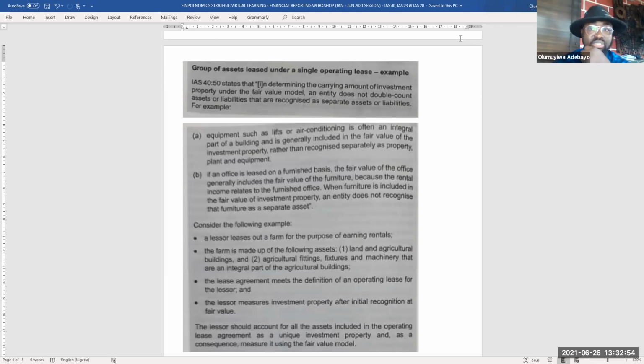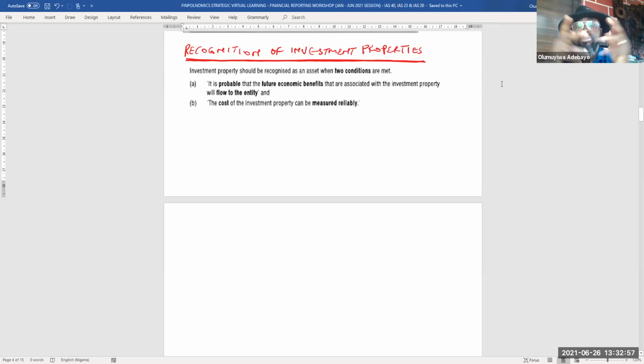And the two conditions include that, one, you must be able to establish that it is probable that future economic benefit is expected to flow to the entity as a result of ownership or as a result of holding control over such investment property. And secondly, the cost of holding such an investment property must be able to be measured reliably. And upon meeting these two conditions, you are to recognize investment property in your books.